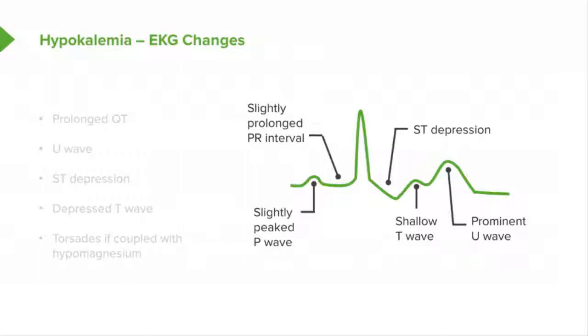What are the EKG changes? I also recommend you commit this to memory. Prolonged QT intervals, U waves, ST depression, depressed T waves, which is different than hyperkalemia where we see peaked T waves, and ultimately can cause torsades if coupled with hypomagnesemia.